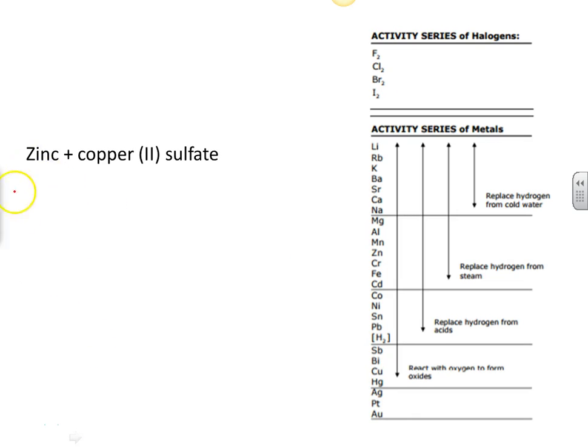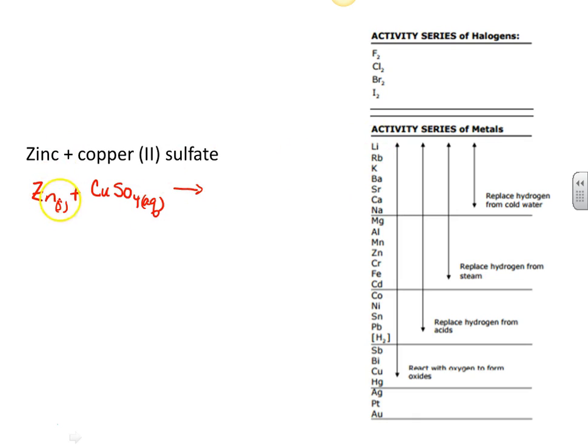Let's try another. We've got zinc reacting with copper 2 sulfate. Of course, being able to write chemical formulas is important. This reaction would happen, and I'm going to add some state symbols to this. Solid zinc reacts with aqueous copper 2 sulfate. So this would be solid zinc metal dropped into a blue solution of copper 2 sulfate.